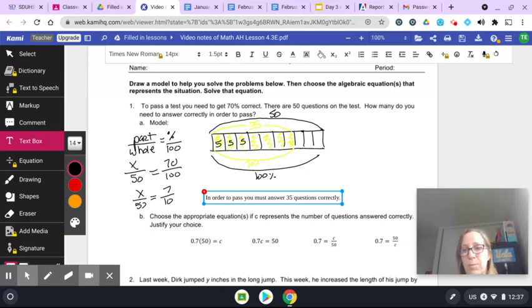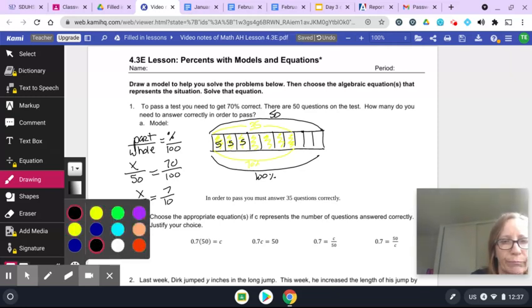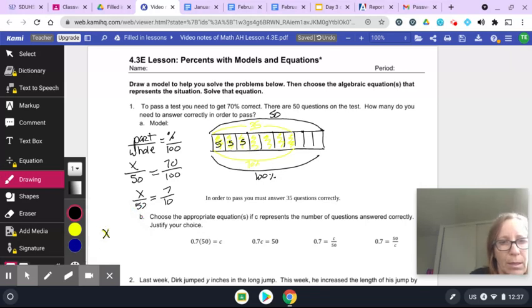Now, modeling is fine, but our numbers don't always work so nice to model. So we want to learn how to do it with the equations too. Now, we already learned this part, so we already kind of set this up. Now we just have to see, what is this equal to? So I think a little bit. I had my X over 50 equals 7 out of 10.